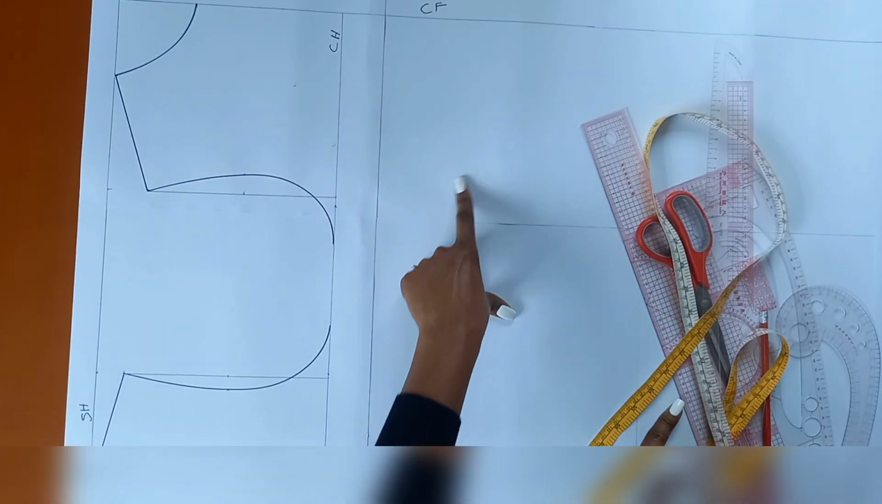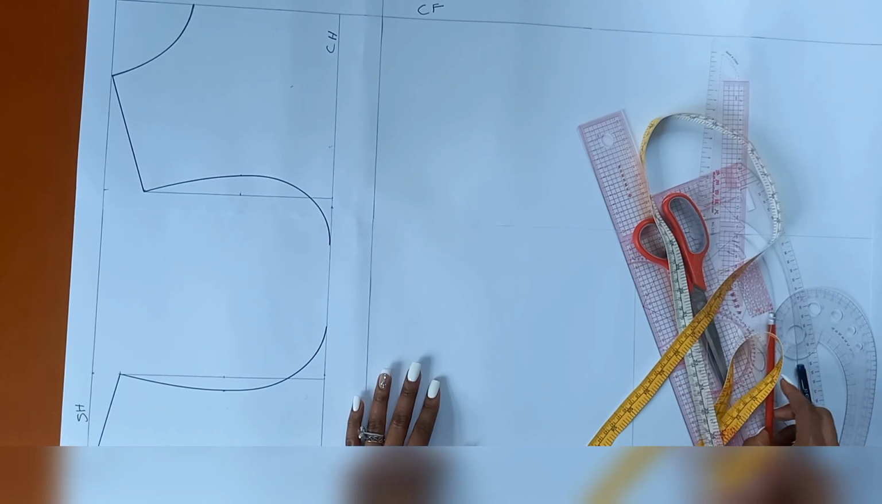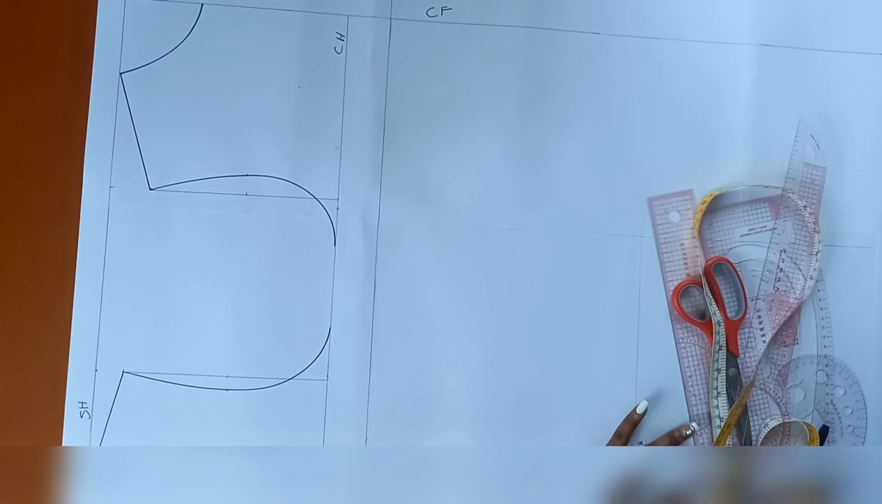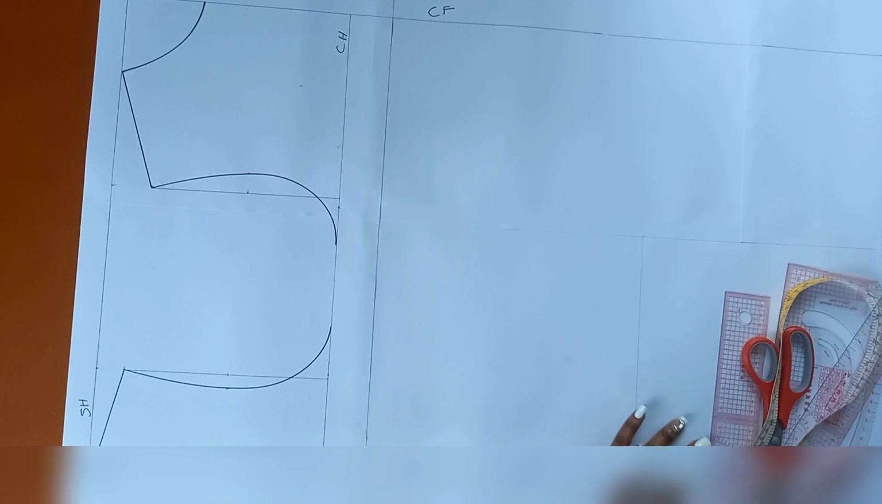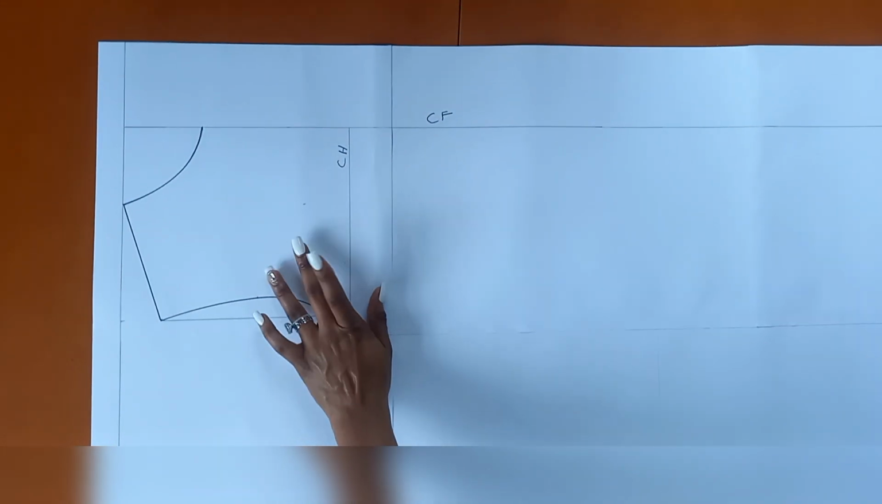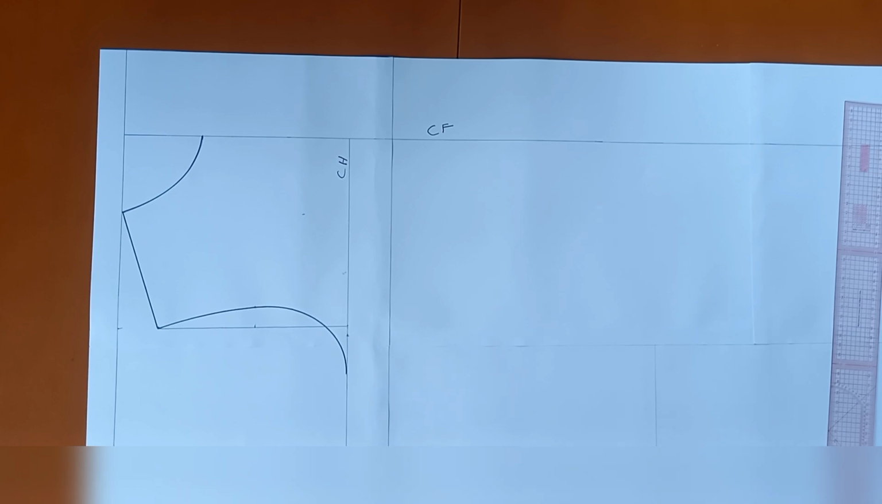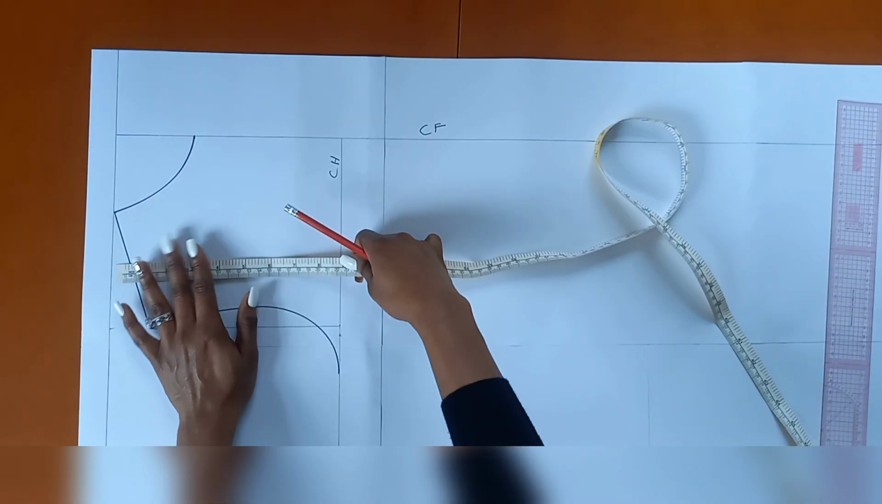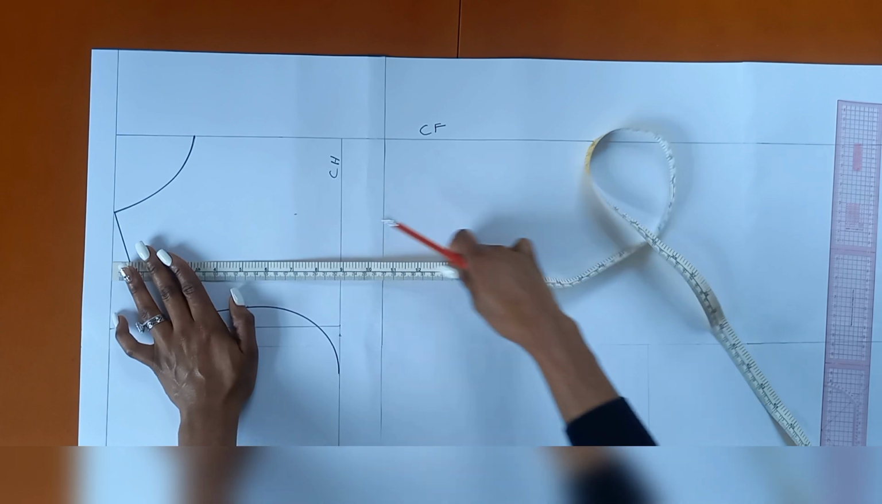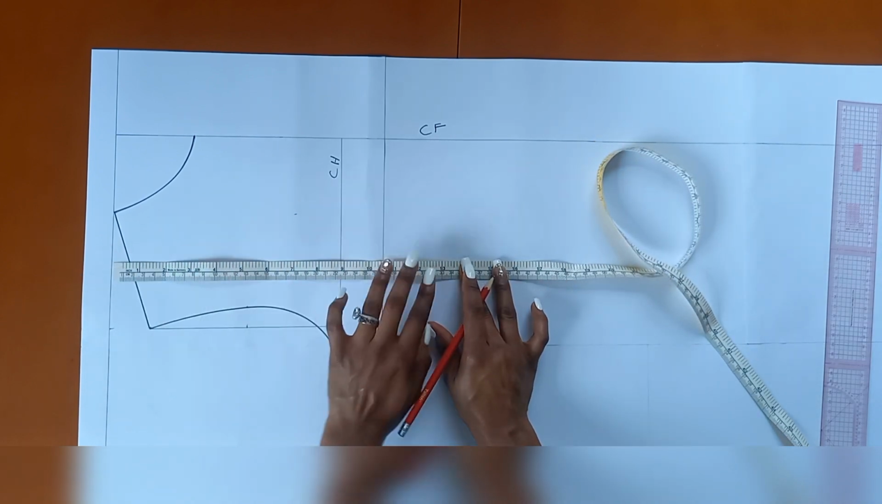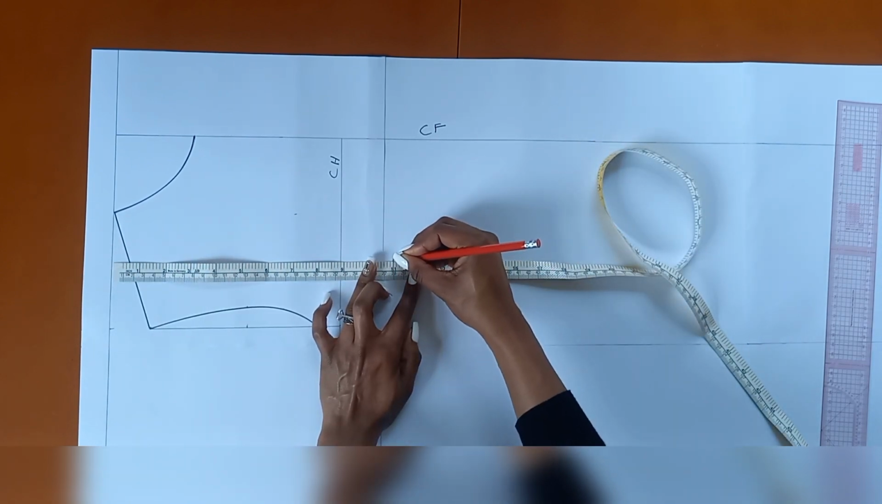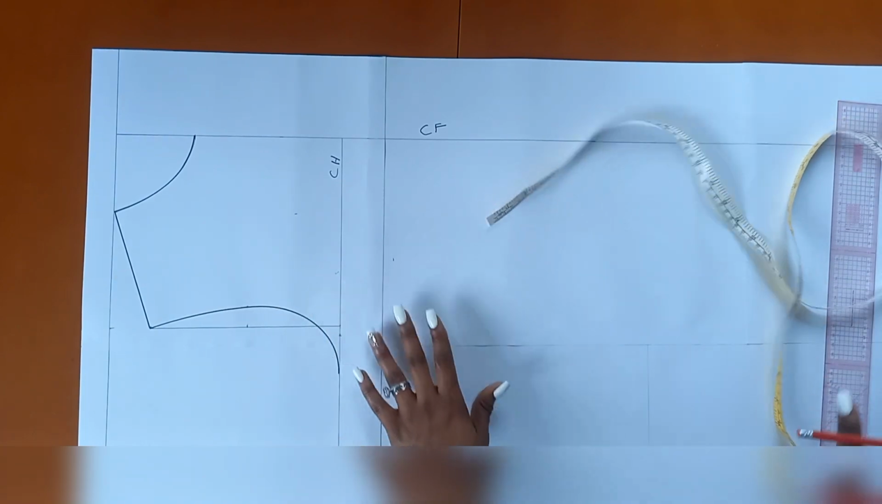So now we're going to be marking our shoulder to bust measurement, and our shoulder to bust in this case is 11 inches. So I'm going to be measuring 11 inches from my top line, and I'm going to be marking this measurement on the front side of my bodice. So I'm going to be marking it on this side. I'll measure 11 inches here. Then I'm going to rule a line across.